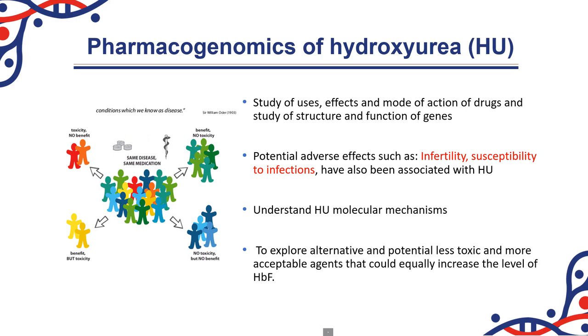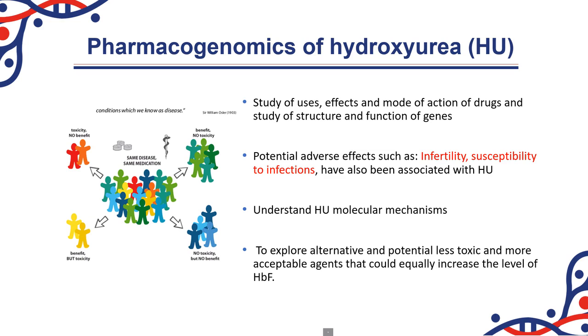However, there are limited studies that have focused on the pharmacogenomics of hydroxyurea. Pharmacogenomics is the study of the use, effects, and mode of action of drugs, and it is also the study of the structure and function of genes. It has been reported previously that hydroxyurea results in potential adverse effects such as infertility and susceptibility to infection.